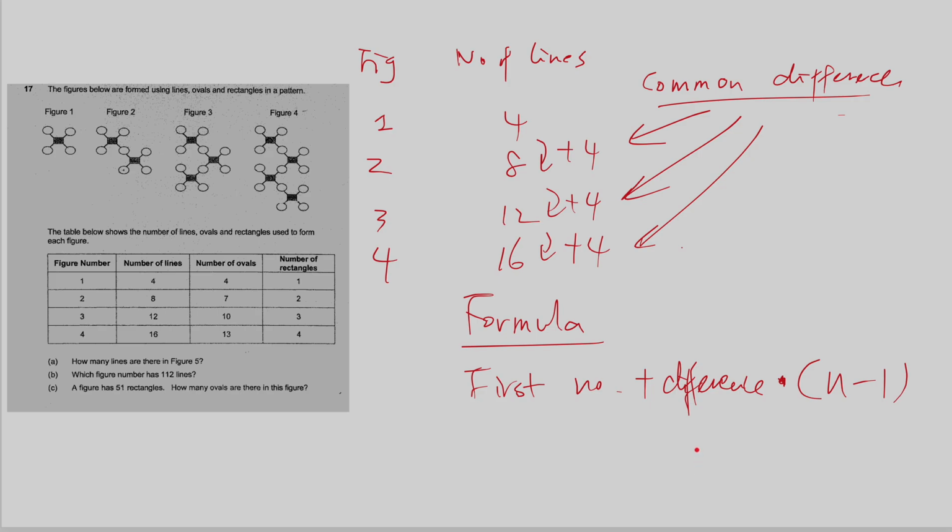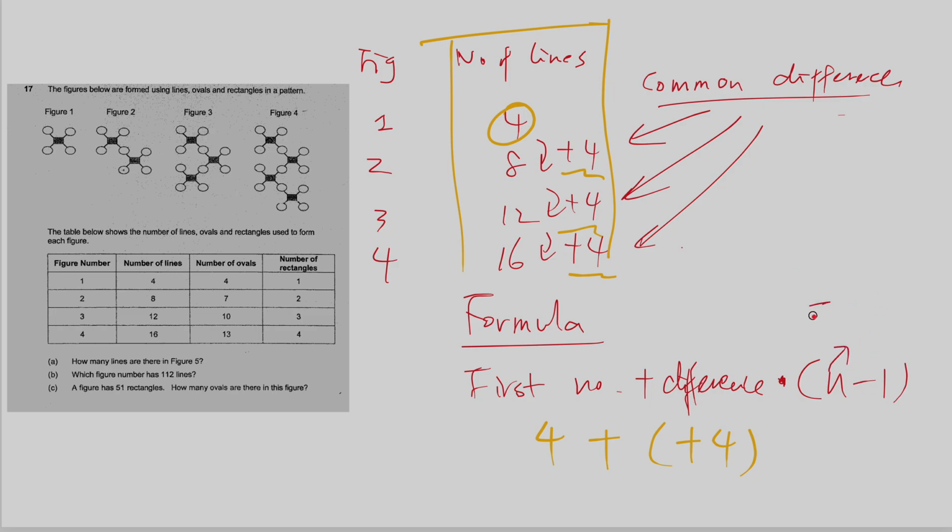So now I ask myself, what is the first number in this number of lines? The first number is 4, right? So I just put in 4. What is the difference? Plus 4, right? And now you must be thinking, then what is this n? This n is the figure number. So they want figure number 5, right, for part A? So I just put 5 in. Does it make sense?